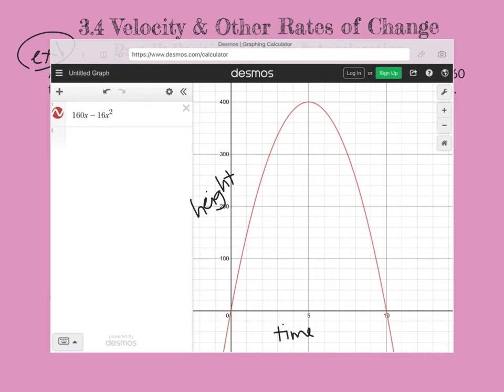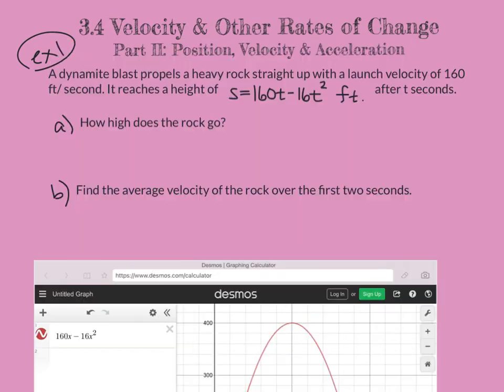So we can clearly see that the highest point is up here. And if you want to find what that exact point is, you can just click it and it will tell you. So we need to make sure that we don't answer 5. Remember that the x-coordinate, or the t, is 5, and that stands for seconds. So at 5 seconds, our rock is 400 feet in the air. So our rock goes 400 feet in the air, and it does so at 5 seconds.